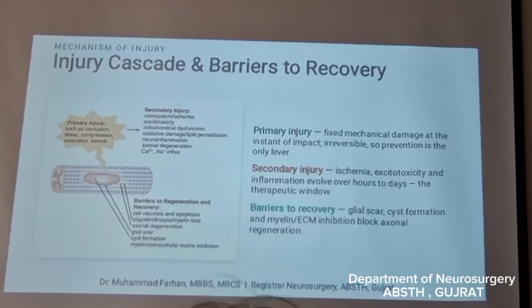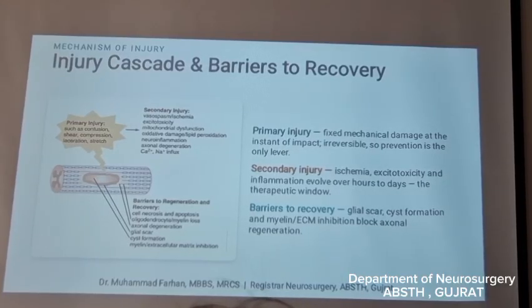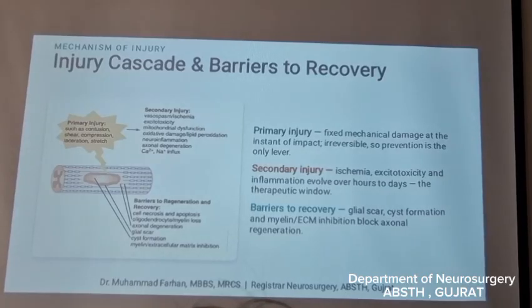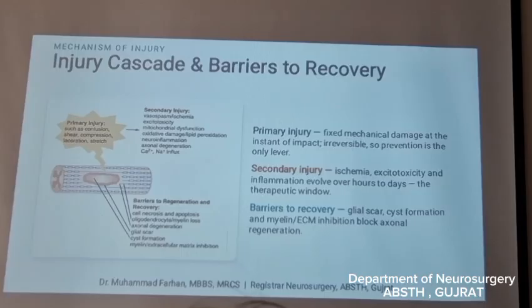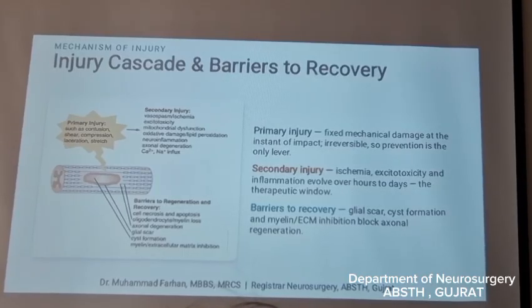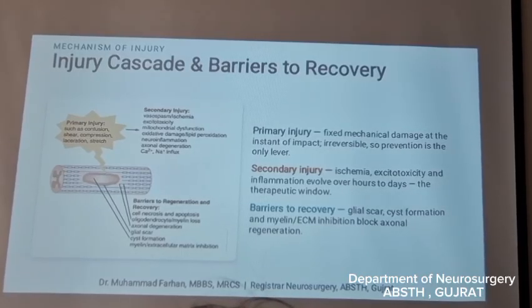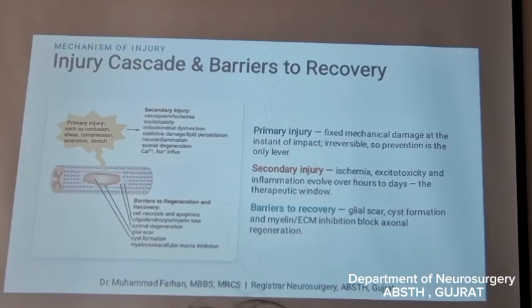And then we have the barriers to recovery. Usually, demyelination occurs, and a glial scar or cyst formation can occur at the area of ischemia, or at the dead tissue. This leads to inhibition of the regeneration of the axons.